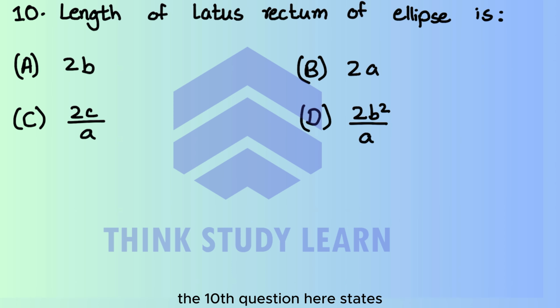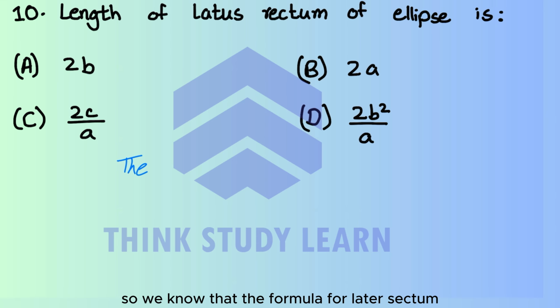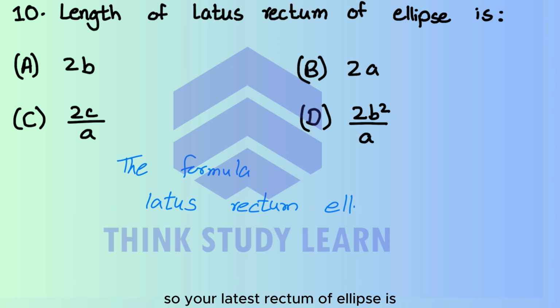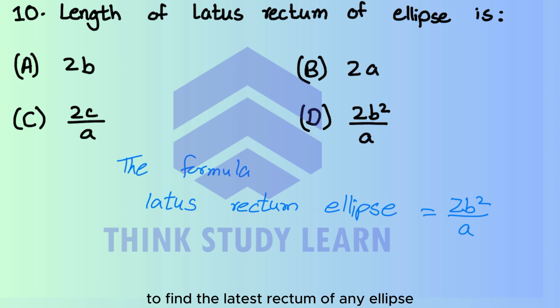The 10th question here states length of latus rectum of ellipse is equal to what? So we know that the formula for latus rectum of ellipse is 2b square over a. This is the formula to find the latus rectum of any ellipse. D option will be the right answer.